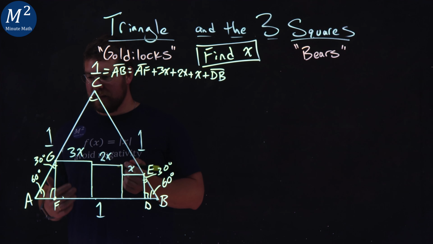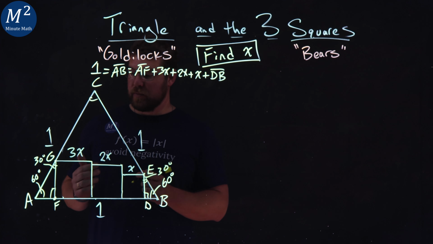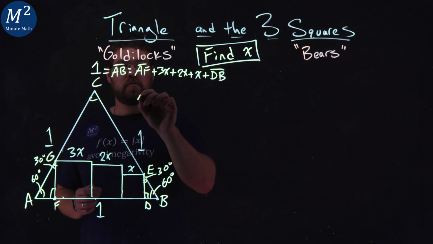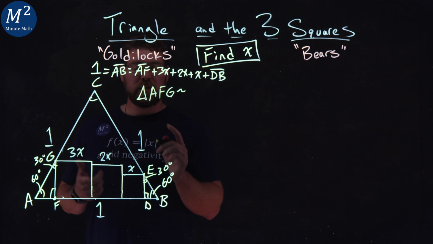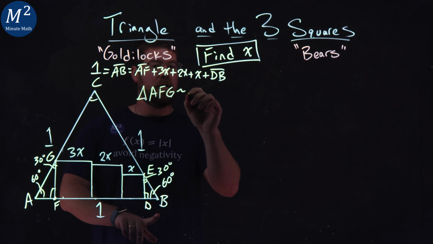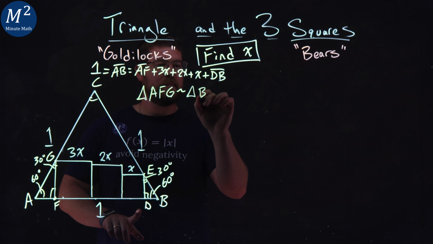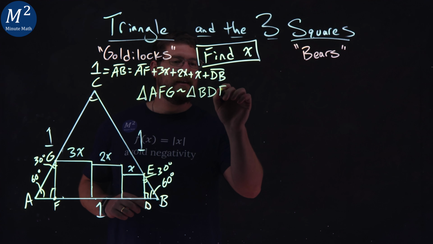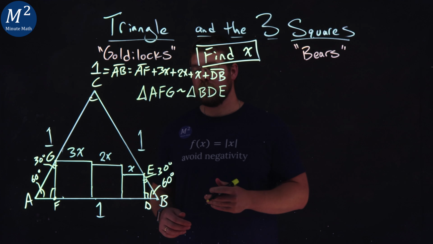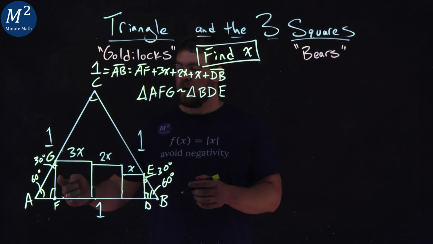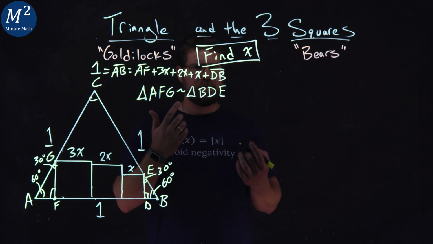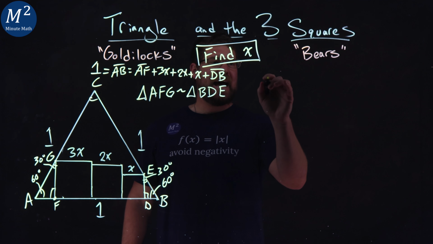So let's line them up the same way so we can see something. Triangle AFG is similar, keeping the same order, to triangle BDE. And what do we know about similar triangles? Well, their side lengths are proportionate. So I'm going to redraw these triangles a little bigger so we can talk about what's going on and see them in action.